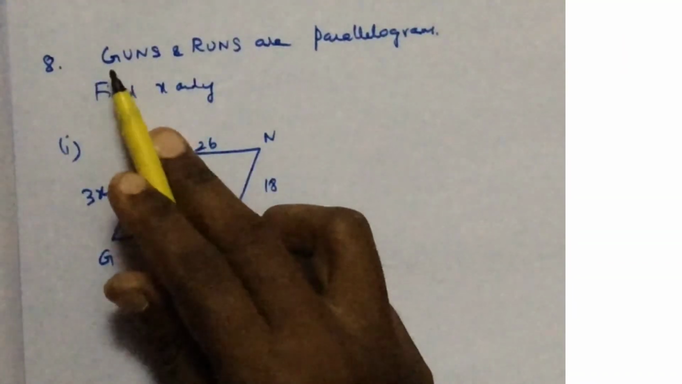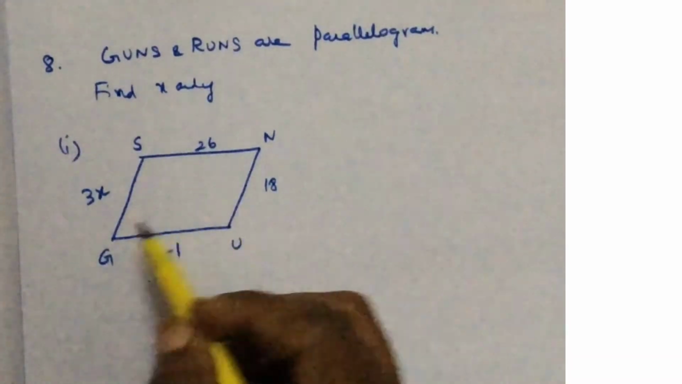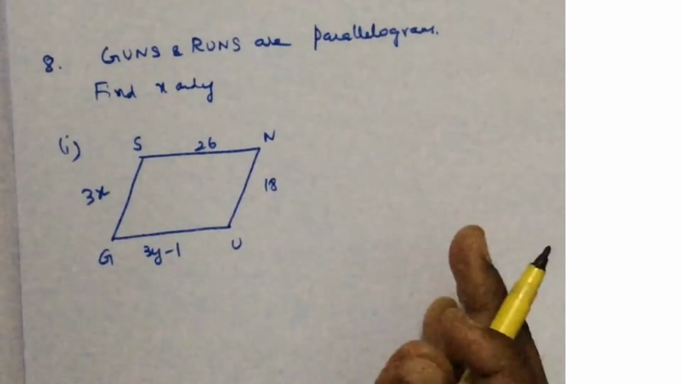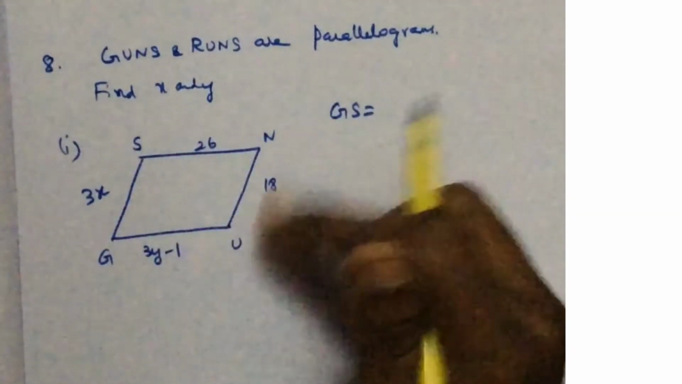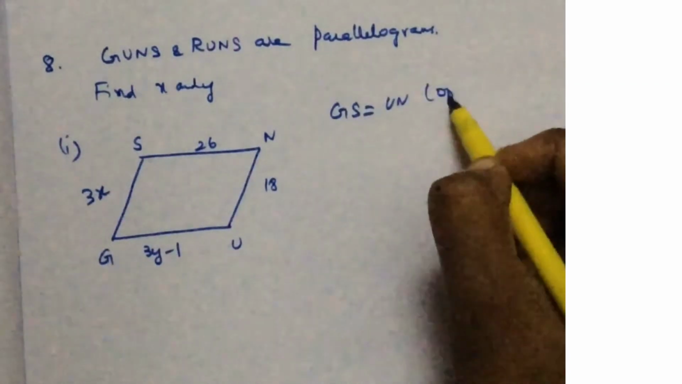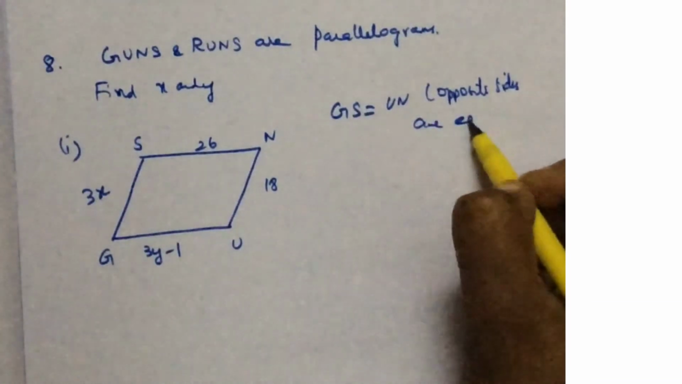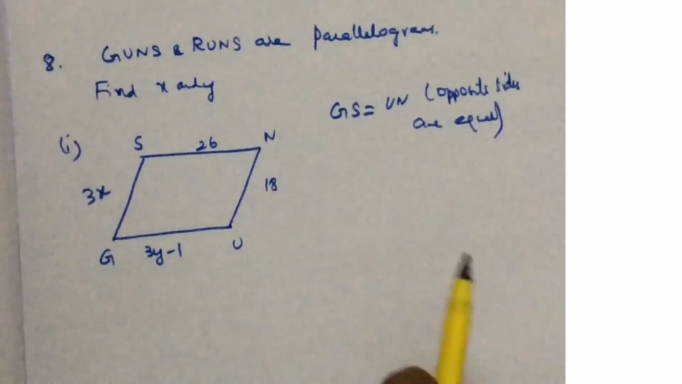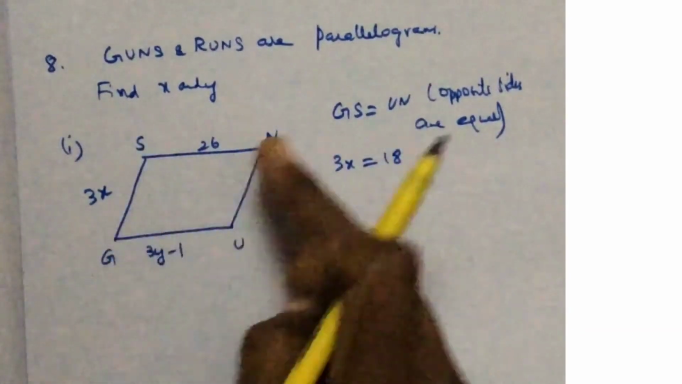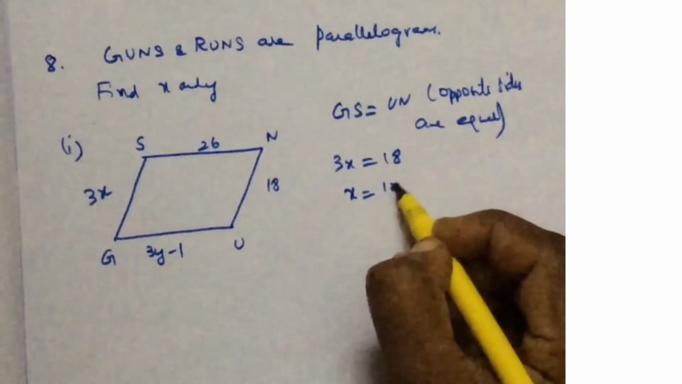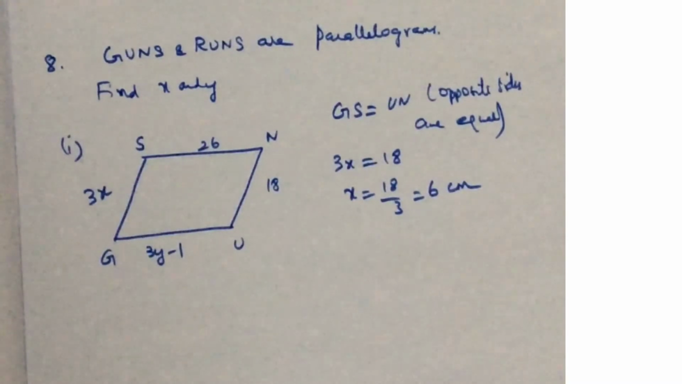The eighth problem: GUNS and RUNS are parallelograms. Find X and Y. Here is X and here is Y. You have to find X and Y. First I am writing GS should be equal to UN. Why? Opposite sides are equal. GS equals UN, which means 3x should be equal to 18. X equals 18 by 3, that is 6. This is in centimeters, 6 centimeters.